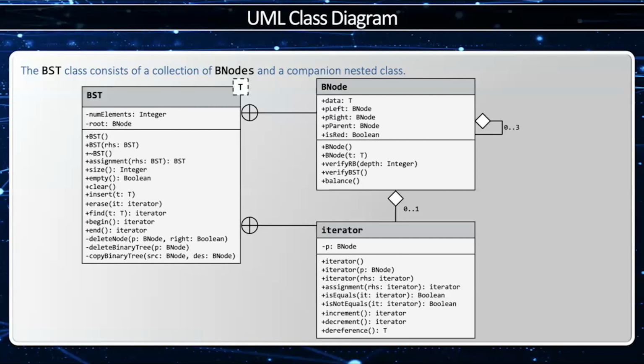I also have 3 helper functions: delete BNode, delete binary tree, and copy binary tree. These are all private. And the reason why I'm using them is oftentimes it's more convenient to walk through a BST recursively than it is through an iterator. So clear, for example, is much easier to implement with recursion than with an iterator. And my delete binary tree will be called from clear, and that's going to be a recursive call. Delete BNode and copy binary tree are going to operate much the same way.